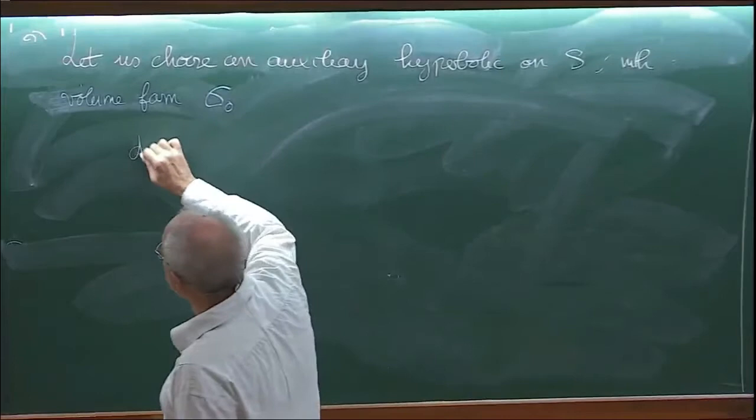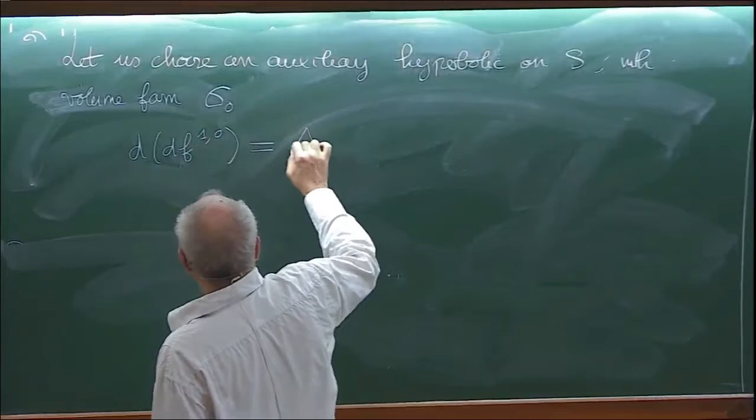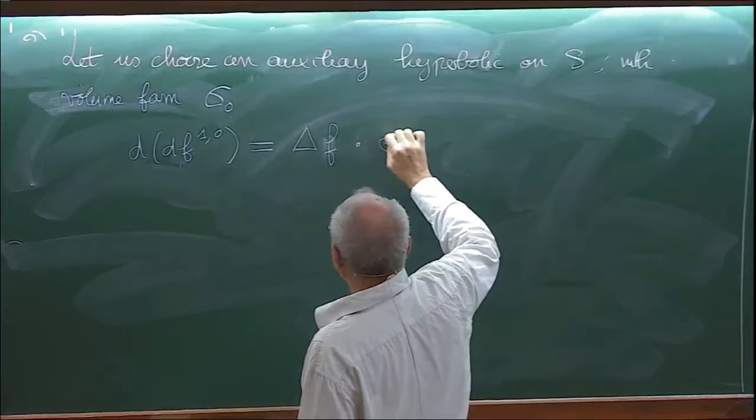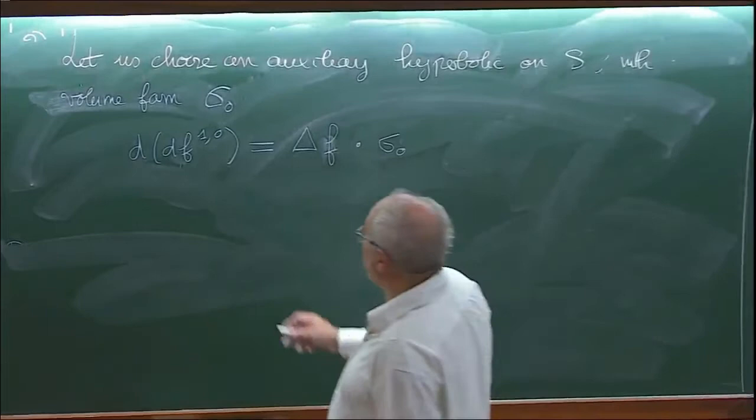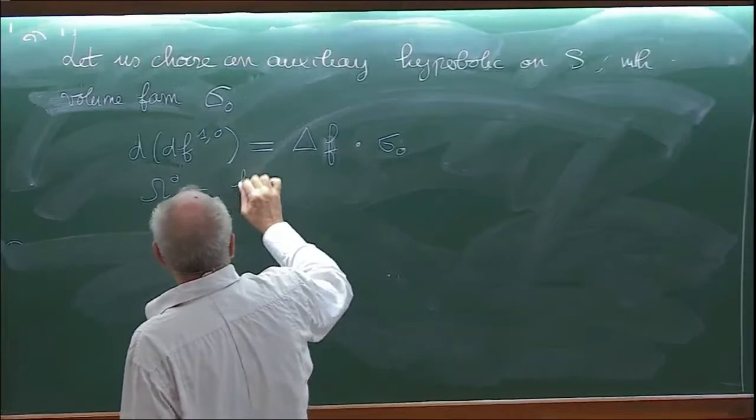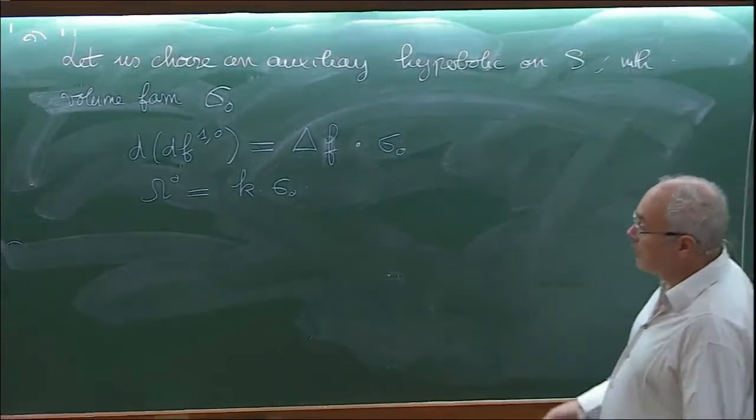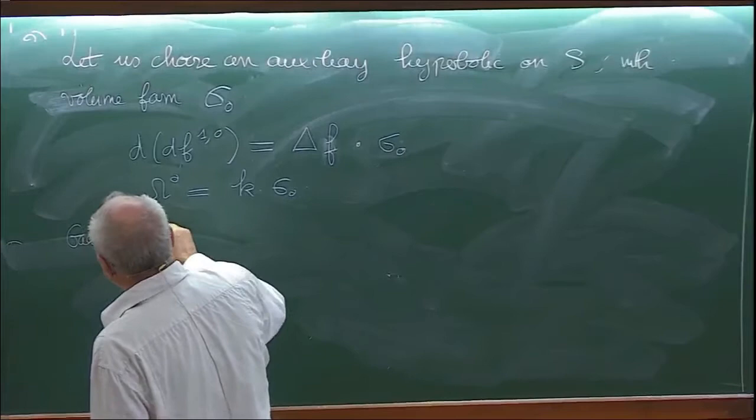This is again identified with the Laplacian of f times sigma 0. So now, on the other hand, you have omega 0 is equal to, this is just a number here, k times sigma 0, right? So the goal is to solve the equation nabla f is equal to k.